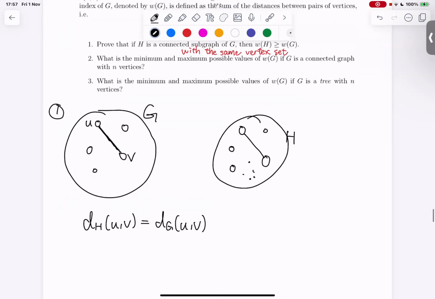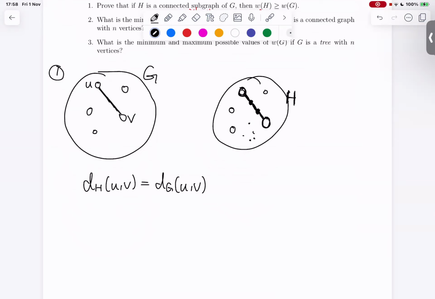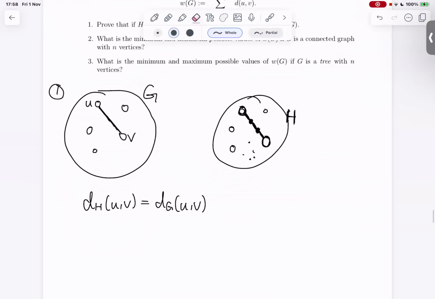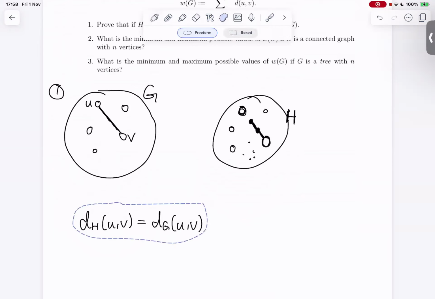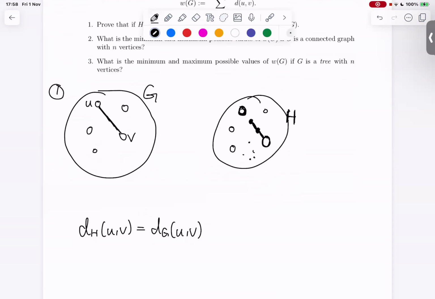If this holds, so if the distance of U and V in H is equal to the distance of U and V in G, then it means that every edge in this walk is actually preserved in the subgraph H. So this shortest distance still holds. So this walk is still in this subgraph. So we can have the same distance for U and V in the subgraph. But we have another situation: suppose some edge in between is not included in this subgraph, so this walk is broken here. So this edge is missing here. It's not included in the subgraph.